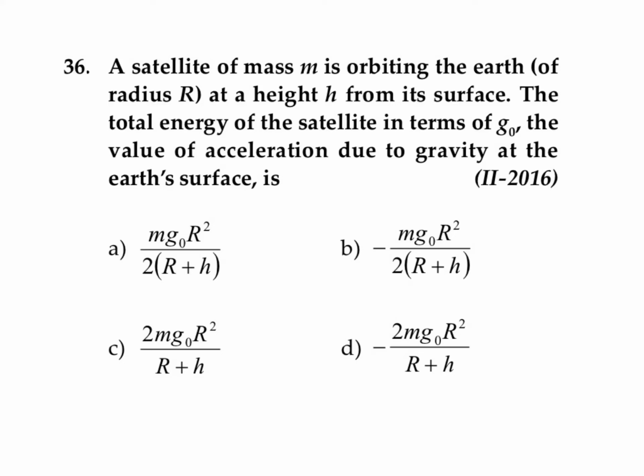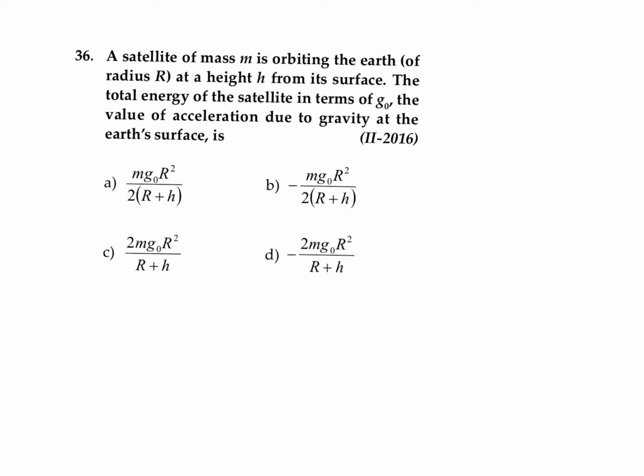A satellite of mass m is orbiting the Earth of radius r at a height h from the surface. The total energy of the satellite in terms of g naught, the value of acceleration due to gravity at the Earth's surface, is. So we have to write the equation for the total energy of a satellite.